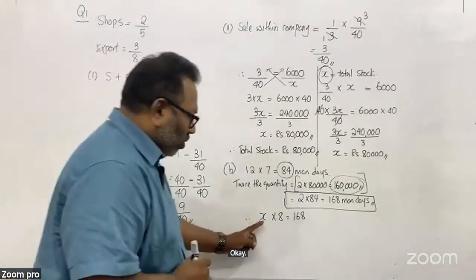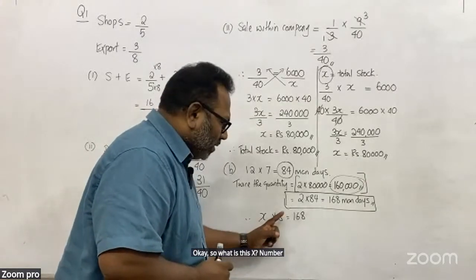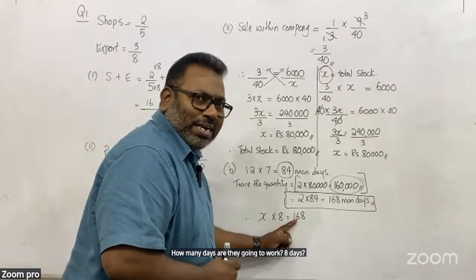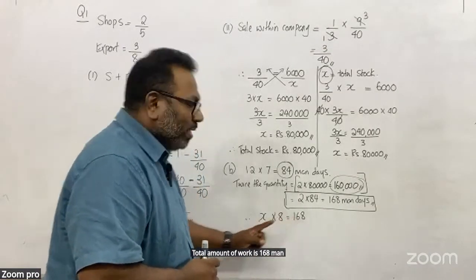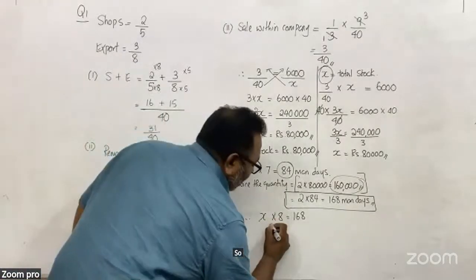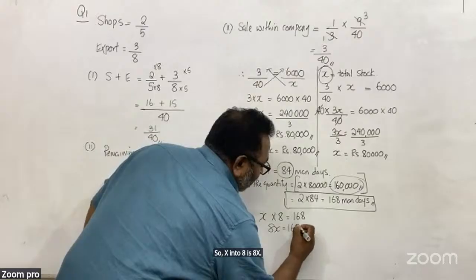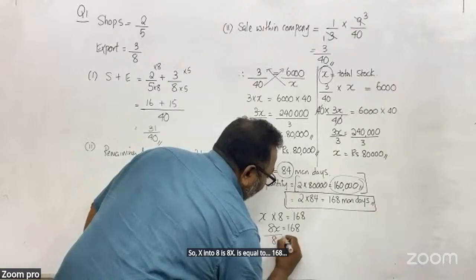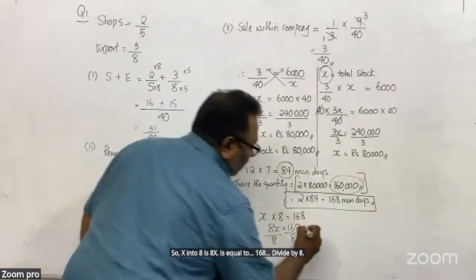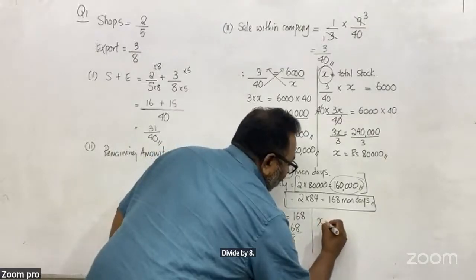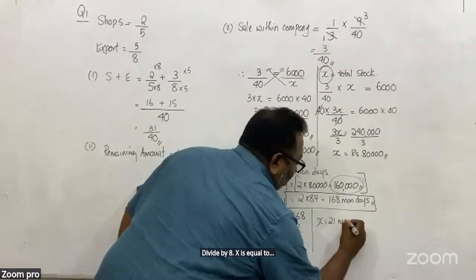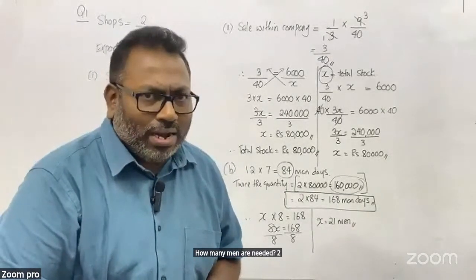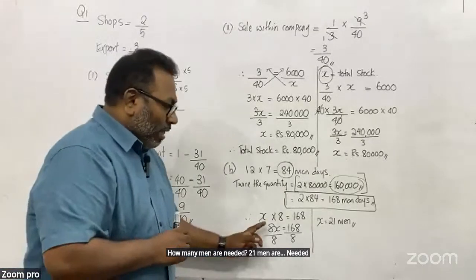Okay. So what is this X? Number of employees. How many days are they going to work? 8 days. Total amount of work is 168 man days of work, which needs to be completed. So X into 8, 8X, is equal to 168. Divide by 8, X is equal to 21 men. How many men are needed? 21 men are needed. Okay. So men or employees, right?